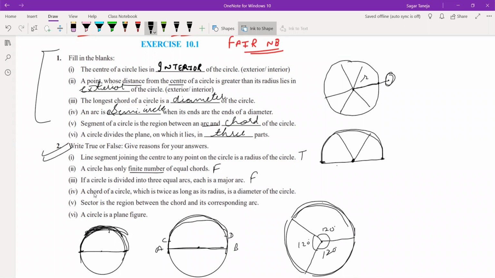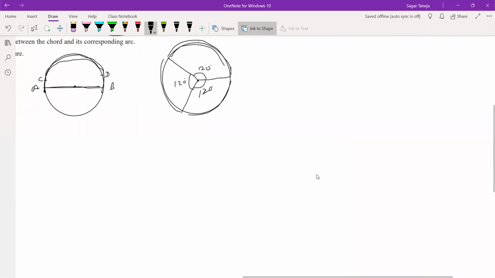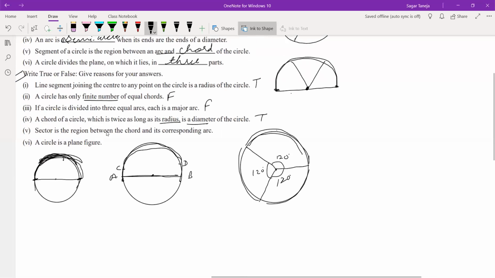So false. A chord of a circle which is twice as long as the radius is a diameter. Correct. The diameter is twice the radius. Correct. Sector is a region. Sector, I have told you yesterday. Sector is a region between arc and radii. Let us see here what is written. Sector is a region between chord and arc. That is wrong. False. Circle is a plane figure. True.